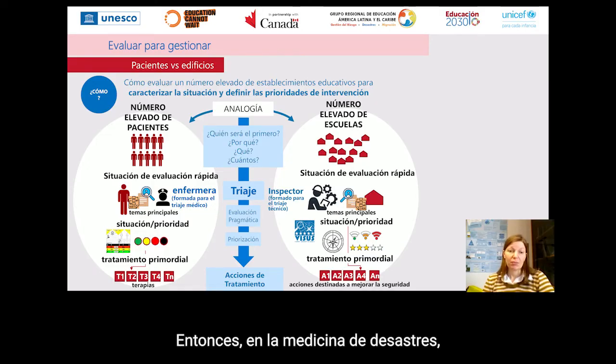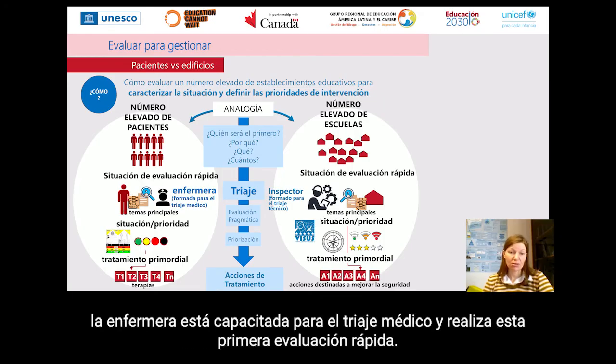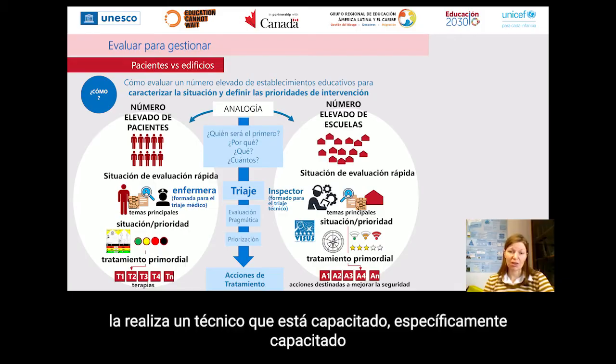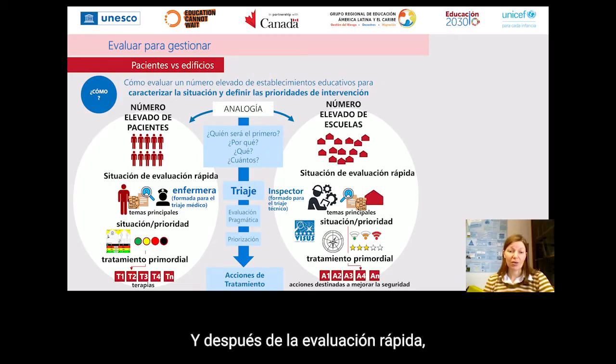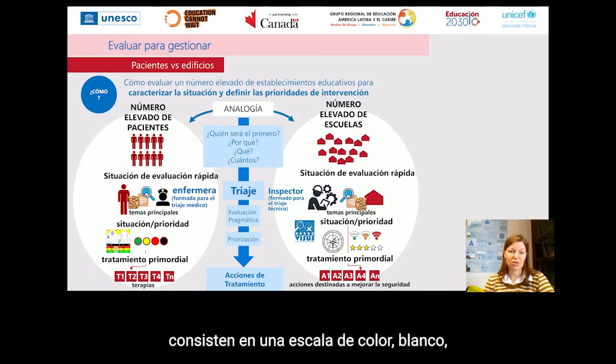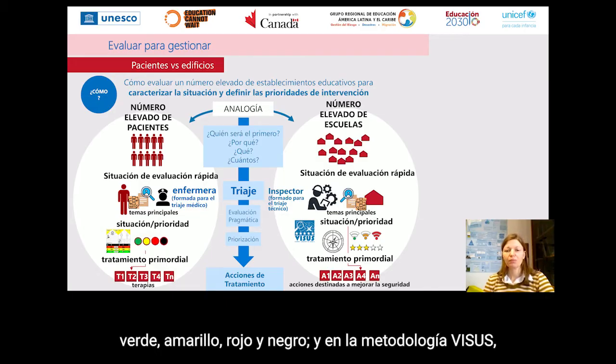So, in disaster medicine, it is the nurse trained for medical triage who makes this first rapid assessment, while in the Visus methodology, this rapid assessment is done by a surveyor specifically trained for technical triage. And after the rapid assessment, the nurse defines the situation priority using graphical indicators that in disaster medicine consist of a colored scale: white, green, yellow, red, and black situations.